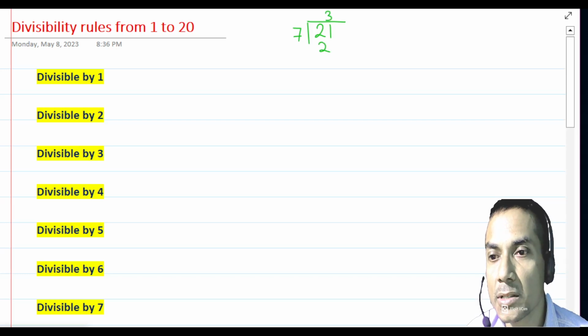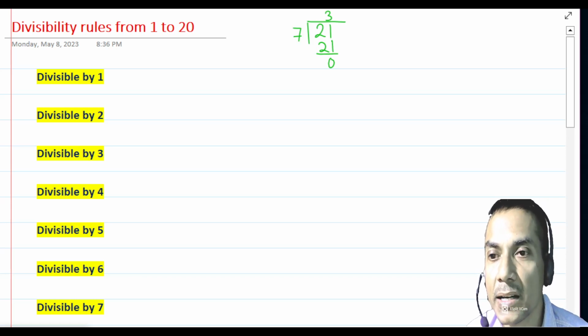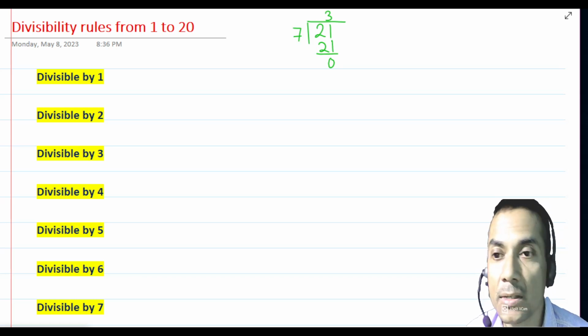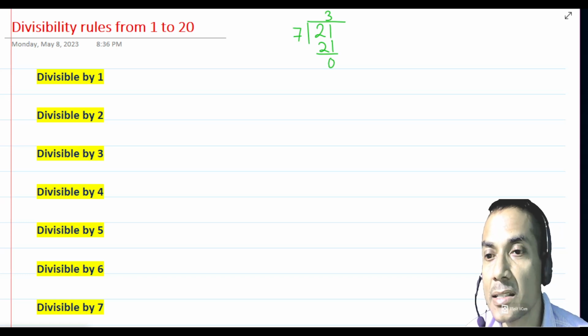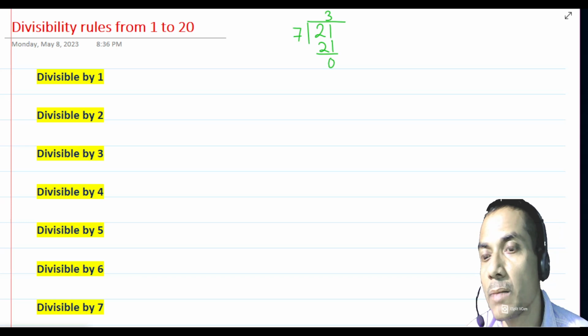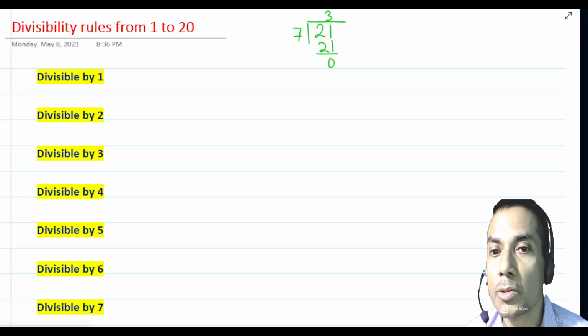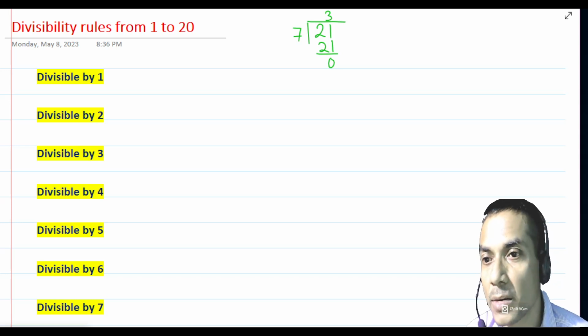So 3 7s are 21. Then we get the remainder 0. It means if it is fully divisible, we get the remainder 0. That is divisibility. 21 is divisible by 7. Clear? So this number is divisible by 7.